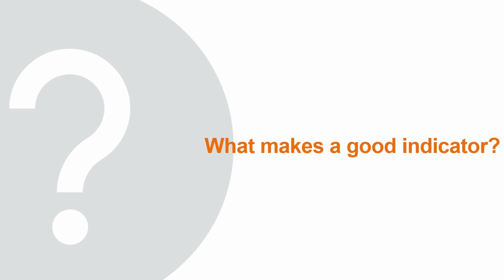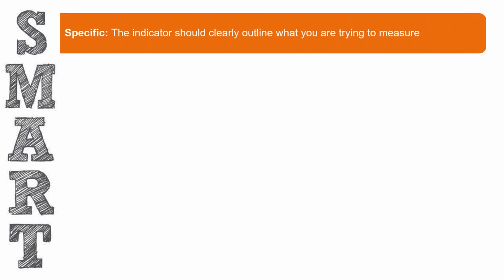But what makes a good indicator? You can't just write an indicator and hope for the best. There are guidelines you have to follow to help ensure your indicators will produce useful data. This is where SMART comes in. We start with specific. The indicator should clearly outline what you are trying to measure. While the outcome or result itself can be broad, the indicator should be narrow and focus on the who and what of the intervention.